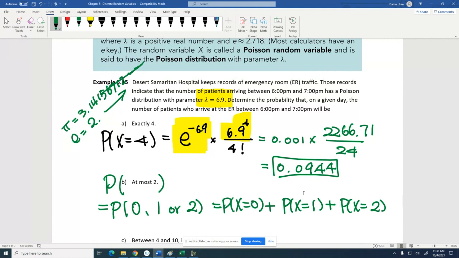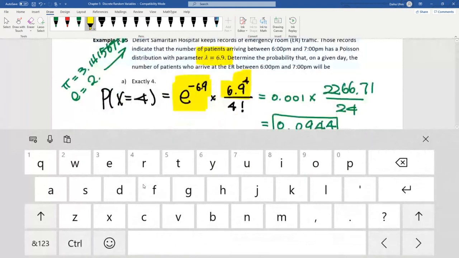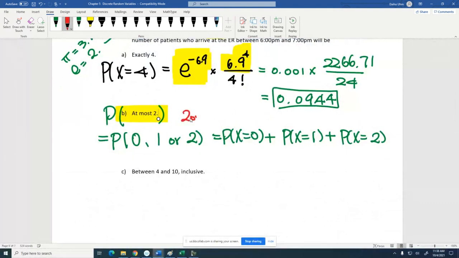Do you have an idea? At most 2 means 2 or less. But not only the Poisson distribution, but also the discrete random variable binomial distribution starts from 0. Discrete, countable: 0, 1, and 2. So we have to apply the probability function 3 times and sum up. Let me try this one later.